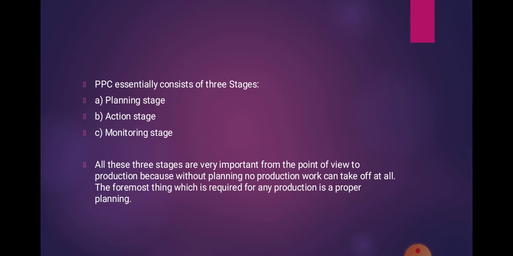Now we are moving forward. PPC basically has three stages. The first one is the planning stage, the second one is the action stage, and the third one is the monitoring stage. All these three stages are very important from the point of view of production, because without planning no production work can take off at all. So planning is the main thing. The foremost thing which is required for any production is proper planning.